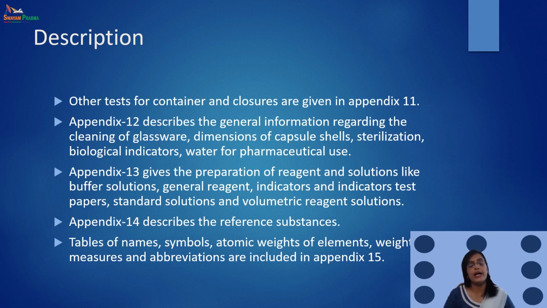And Appendix 13 gives the preparation of reagents and solutions like buffer solutions, general reagents, indicators, indicator test papers, and standard solutions and volumetric reagent solutions. Alright. And the 14th appendix describes the reference substances. The table of names, symbols, atomic weights of elements is there in Appendix 15 of the Indian Pharmacopoeia.